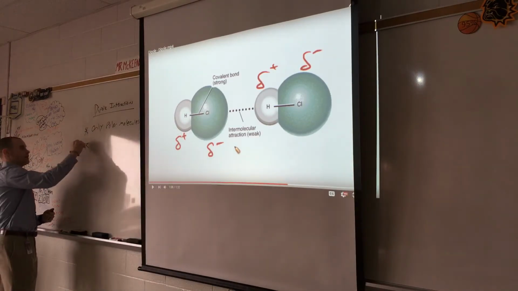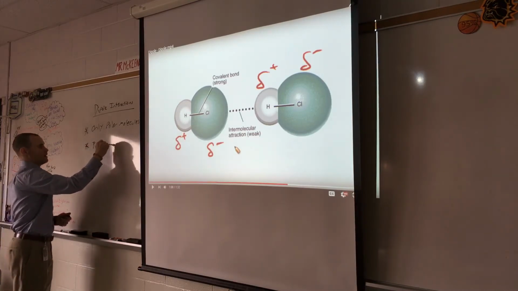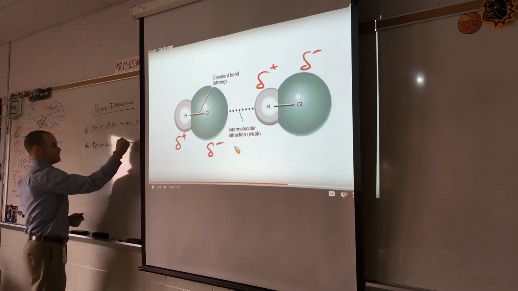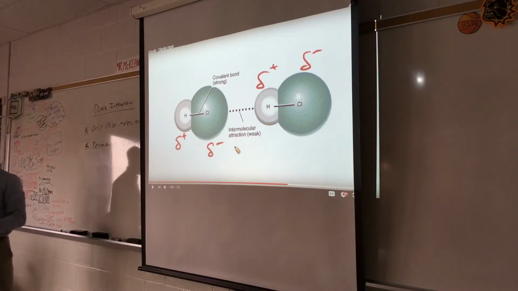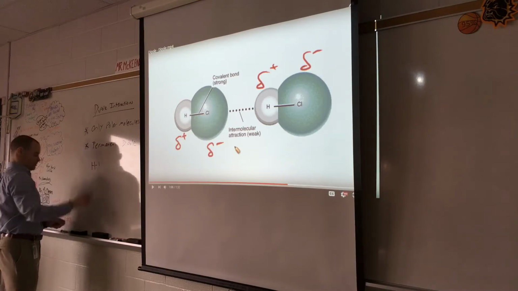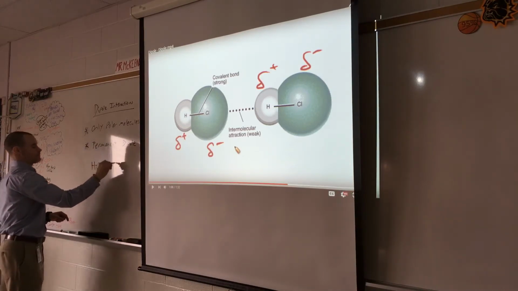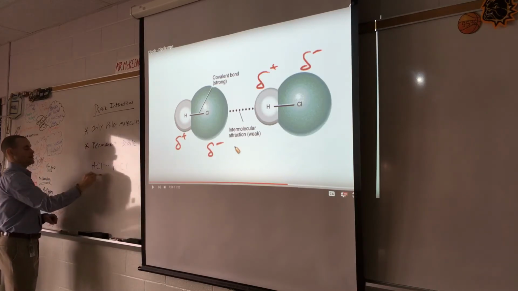So I'm going to write that here. You can put it under your picture if you want. This is a permanent dipole. Not temporary, it's permanent. That's why it's stronger. So I'll copy this down in our notes as well. So we have HCl attracted to another HCl, and that's because of these dipoles.